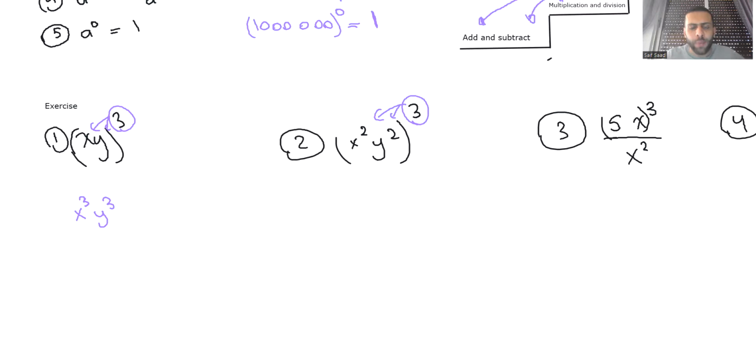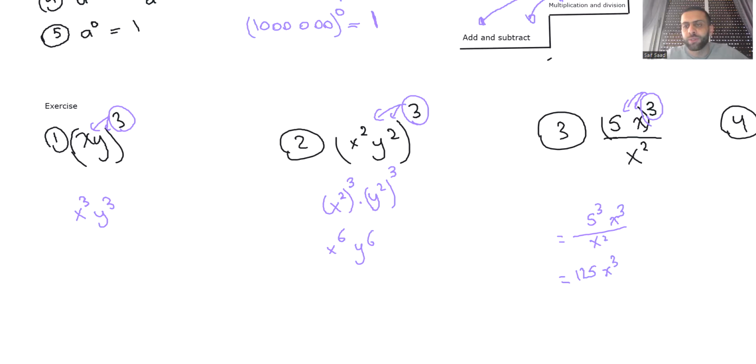We do it step by step. The first one will become x squared to the power of 3 times y squared to the power of 3. So now this is distributive again, and I have raised a power to a power based on rule number 3. I will do x, 2 times 3 is 6, y to the power of 6. Same thing goes here. We will distribute the 3 over the 5 and the x. It will be 5 cubed x cubed over x squared, which equals 125 x cubed over x squared.